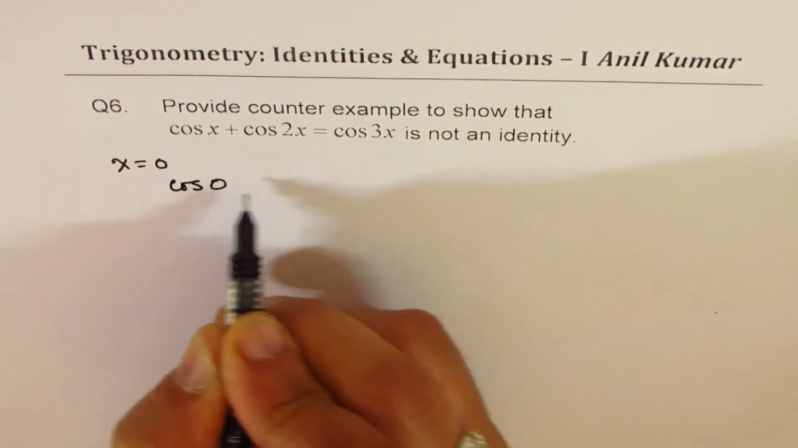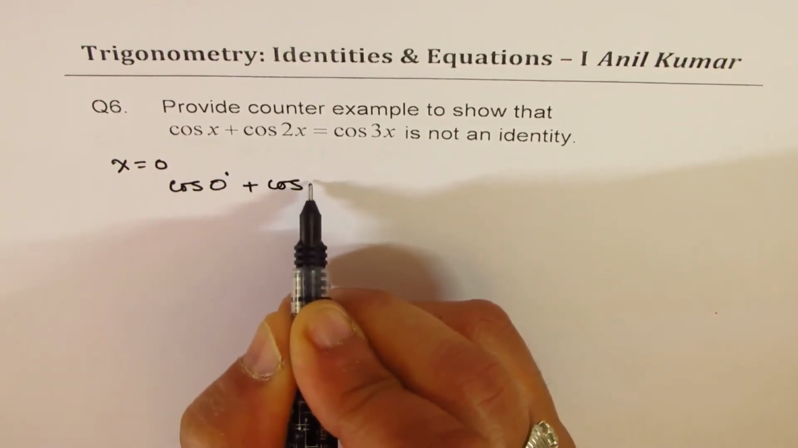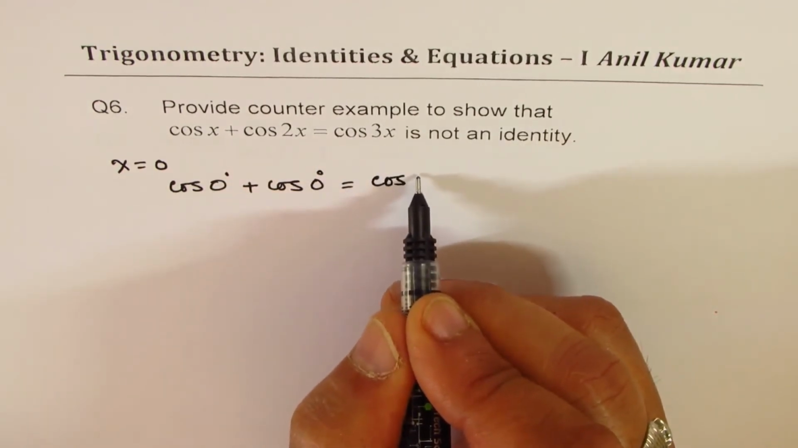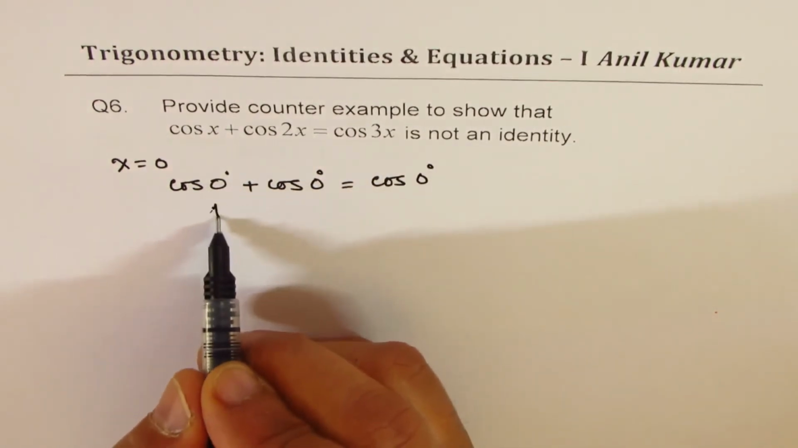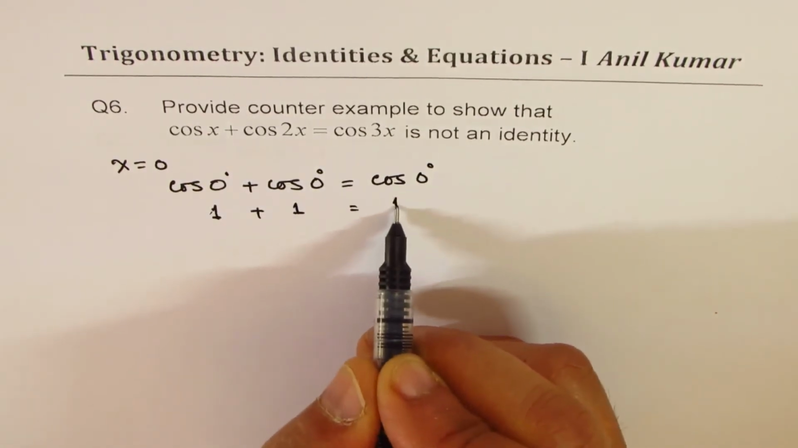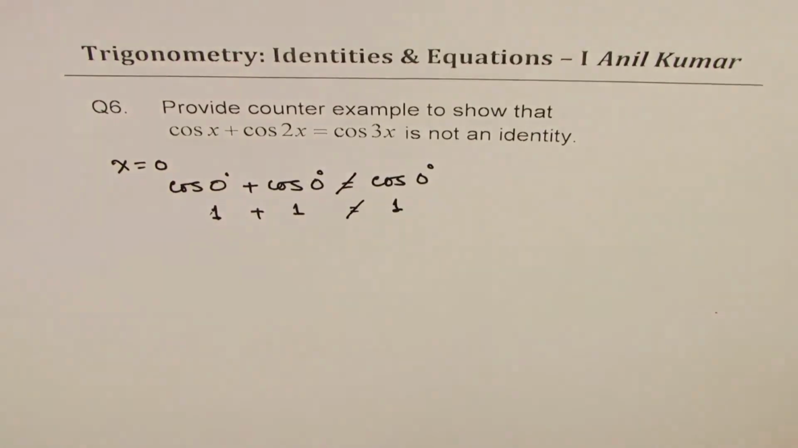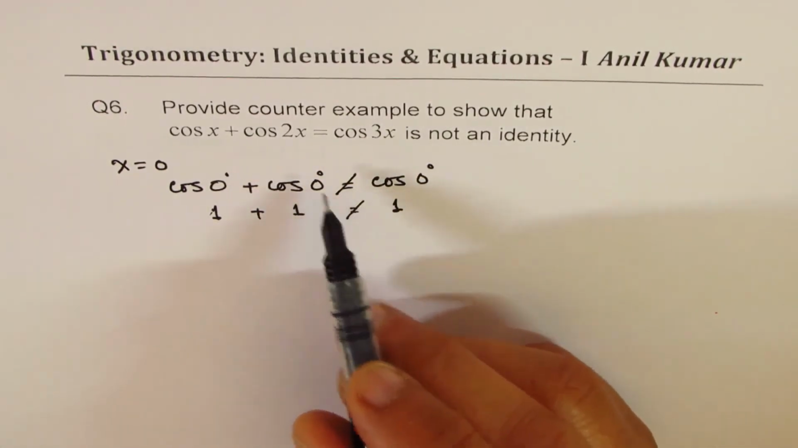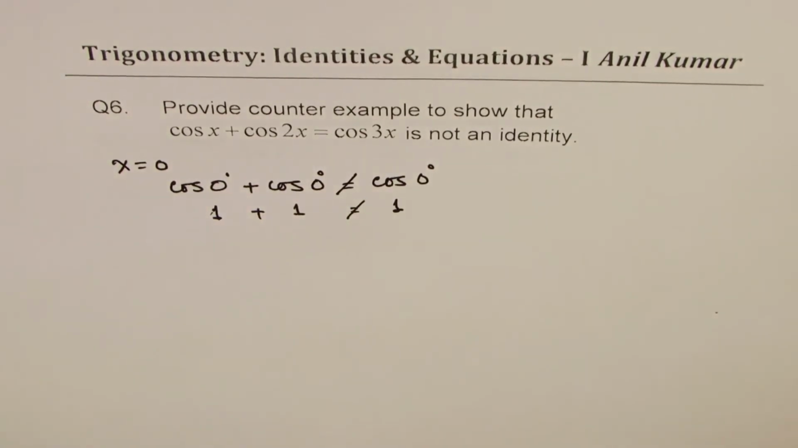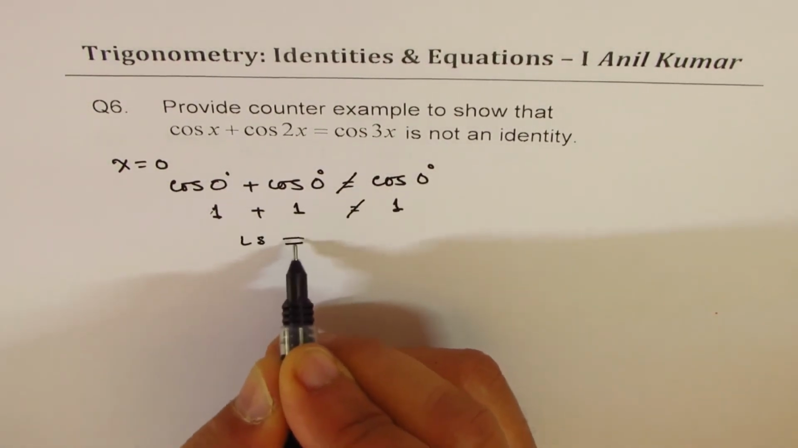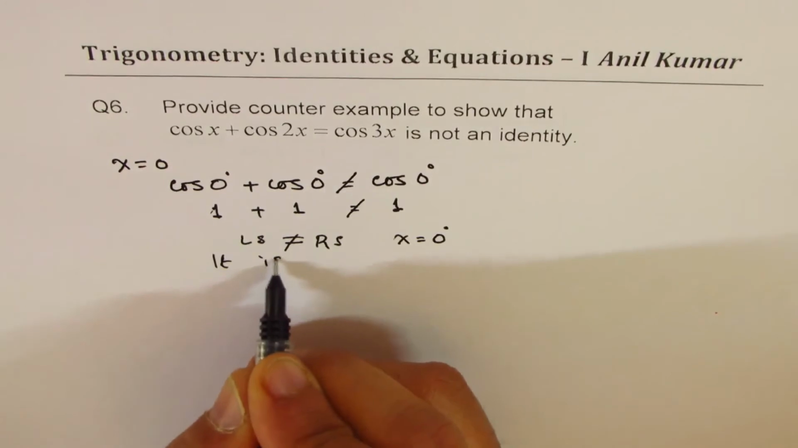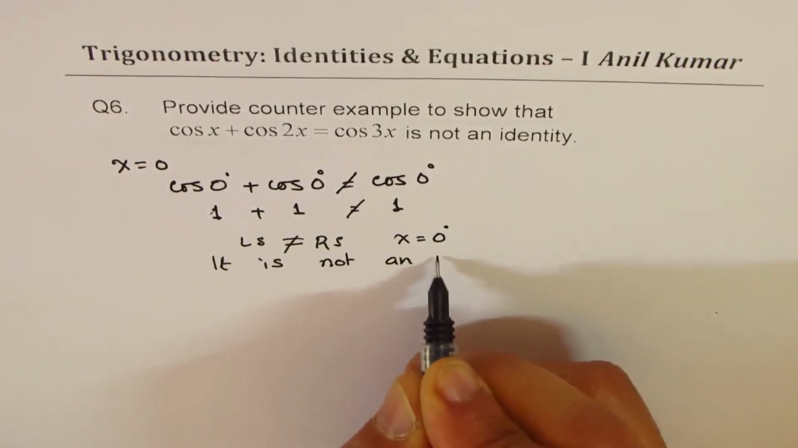So we get cos 0 degrees plus cos again 0 degrees equals, let's check, is it equal to cos 3 times 0 degrees? Well, cos 0 is 1, we get 1 plus 1, and this is also 1, so that is not true. Is it okay? So straight away, taking examples can show you that's not an identity. Does that make sense to you, right? So that is how you could easily do it. So that shows, since left side is not equal to right side for x equals 0 degrees, it is not an identity.